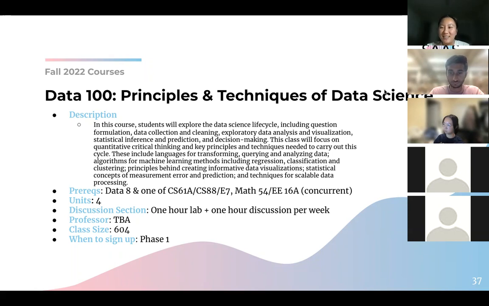The class size is 604 on classes.berkeley right now. I think they have expanded it in the past, but at the same time, this is a class that so many people are trying to take. I definitely think that you shouldn't chance it and you should just phase 1 because I assume that if a lot of you guys are data science or stats majors, you do need this. And so I would just phase 1.